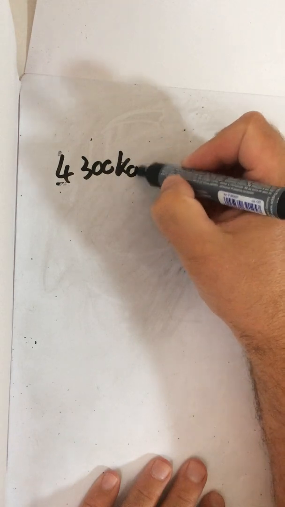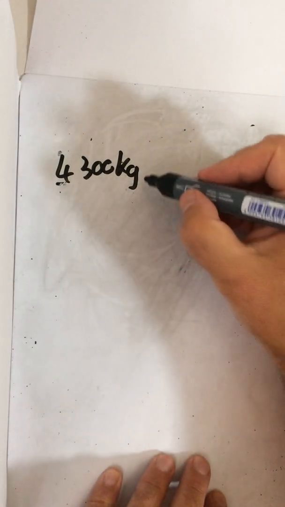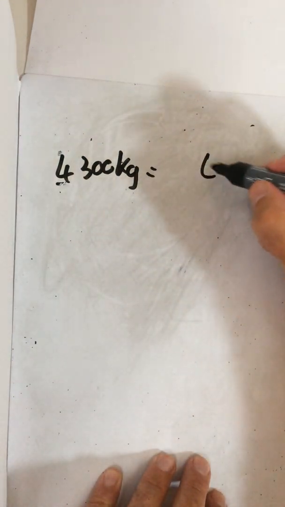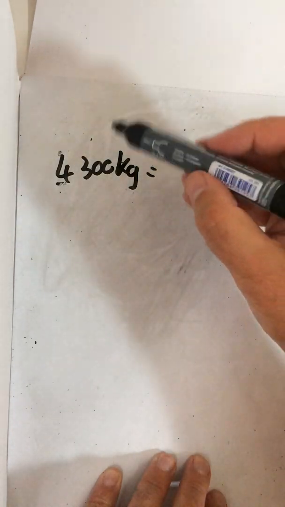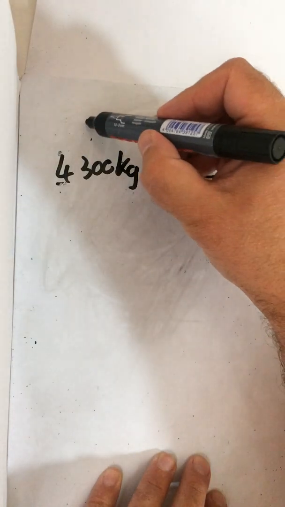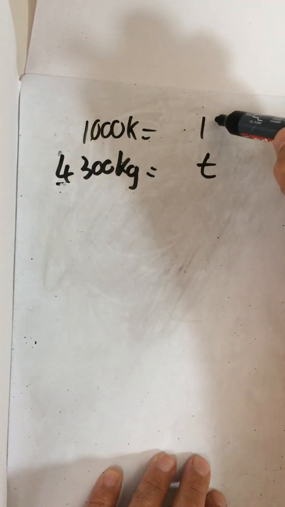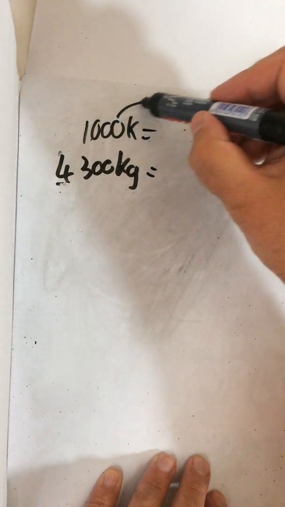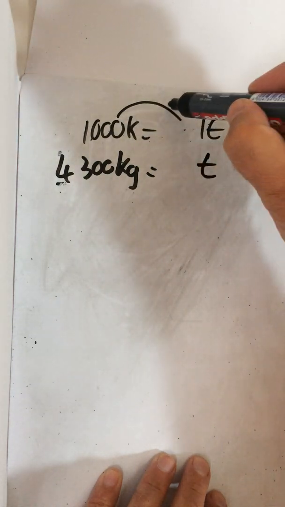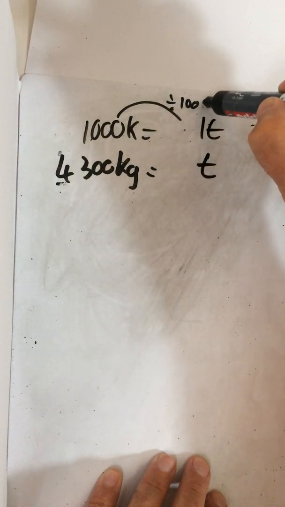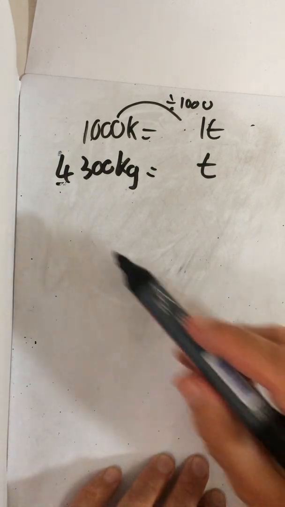And then metric tons. 4,300 kilograms. That will equal how many metric tons? Let's have a little look. To get from kilograms to tons, I know that there's 1,000 kilograms in 1 ton. So I have to divide to get it from 1,000 to 1. I'm dividing by 1,000. Okay, dividing by 1,000.